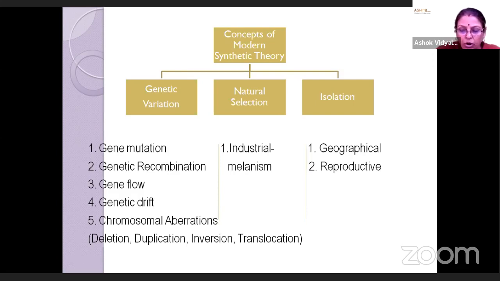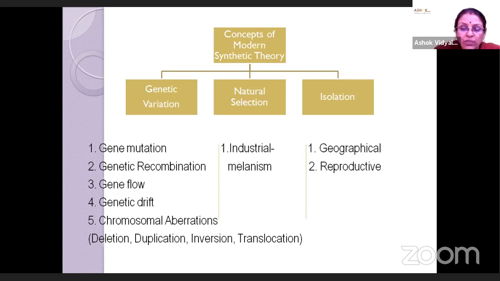Moths being nocturnal, active during night, used to rest on tree trunks, which were covered with lichens. White-winged moths camouflaged with lichens and escaped from being victims of the predatory birds. On the other hand, what happened? Black-winged moths, while resting on tree trunks, were easily noticed, becoming victims of the predatory birds, getting reduced in number.